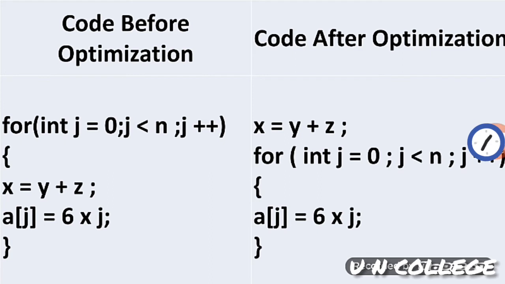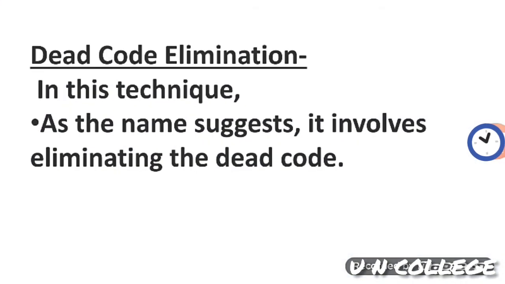Here you can see that code before optimization includes x equal to y plus z inside the loop, but in case of code after optimization it is outside of the loop, because if we place the statement inside the loop, repeated execution will be performed, which is not necessary in case of x equal to y plus z. That's why it can be placed outside of the loop block, so that we can save execution time.